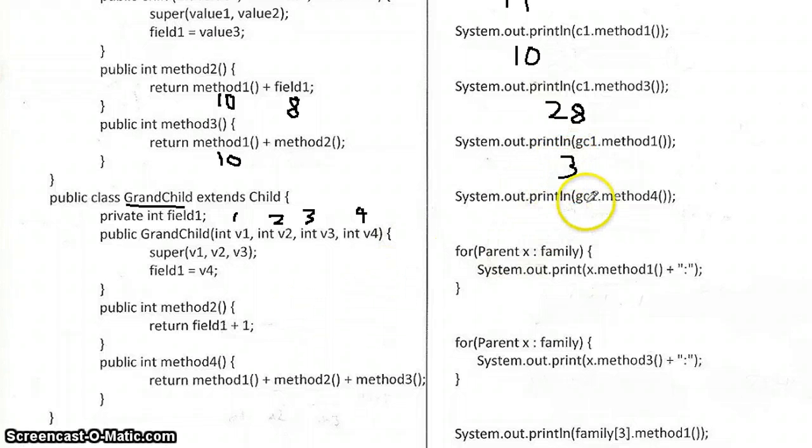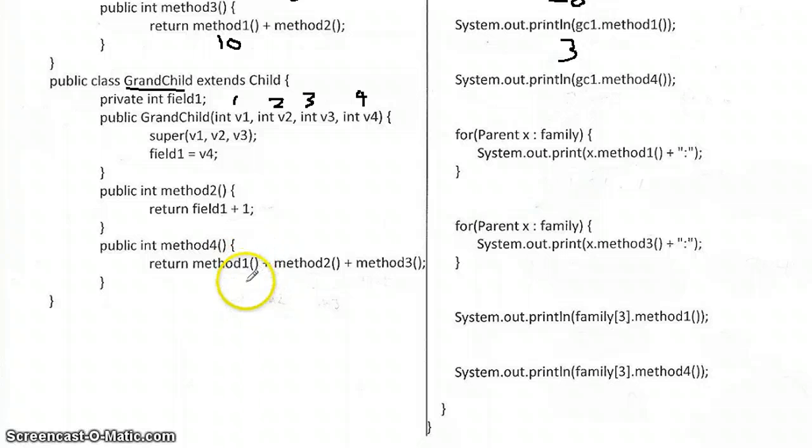And so down here, gc1.method4, we do have a method 4 up here in the grandchild class, gc1 object. And so return method 1, we established that method 1 will give us 3. So 3 plus method 2 will give us this field 1 of the gc1 object, field 1 plus 1, so 4 plus 1 will become 5.